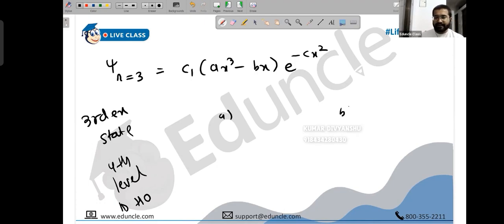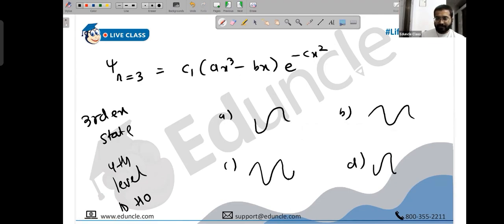I can give you 4 options in the exam, and you have to mark the correct option. I can give you an option like this, and maybe an option like this, and maybe an option like this too. Who knows? So these should be the answer in that case.